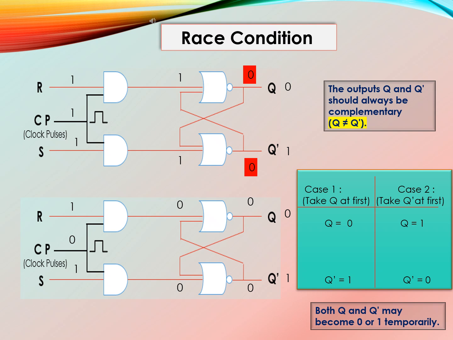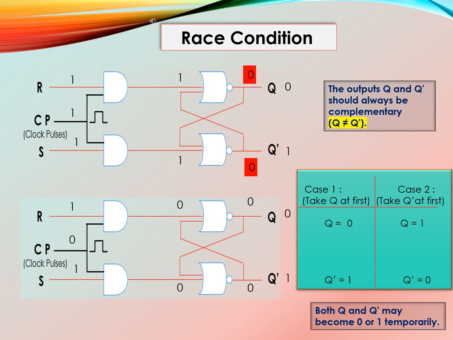So if we take Q at first, 0 NOR 0 will be 1, which remains in Q prime, and 1 NOR 0 will be 0, which remains in Q. Even if we take Q prime at first, so Q prime is 0, 0 NOR 0 will be 1, which remains in Q, and 1 NOR 0 will be 0, which remains in Q prime.